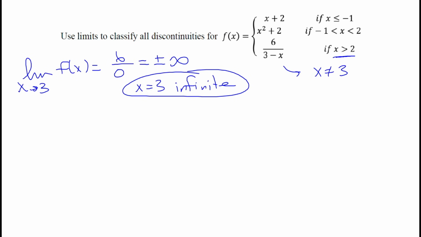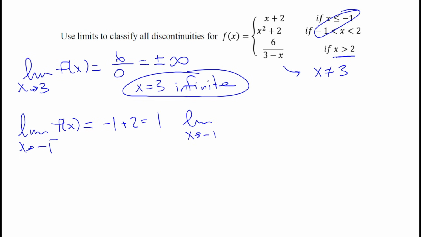Then we have to check what's going on at negative 1, where the two pieces of this meet up. So we'll do a limit as x approaches negative 1 from the left of f of x. So that'll be negative 1 plus 2, or 1. And we'll also do a limit as x approaches negative 1 from the right of f of x, which will be negative 1 squared plus 2, which equals 3. Well, since the limit as x approaches negative 1 from the left, 1, does not equal the limit as x approaches negative 1 from the right, 3, then we will say there is a jump discontinuity at negative 1.